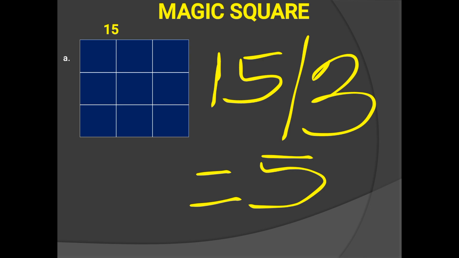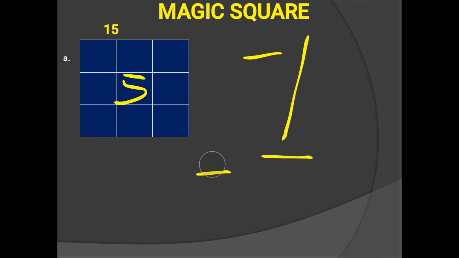Now the answer we had, which is the 5, we are going to put it in the middle. Please put it in the middle for me, okay? After you have put it in the middle, the middle number is what is going to do the magic for us.